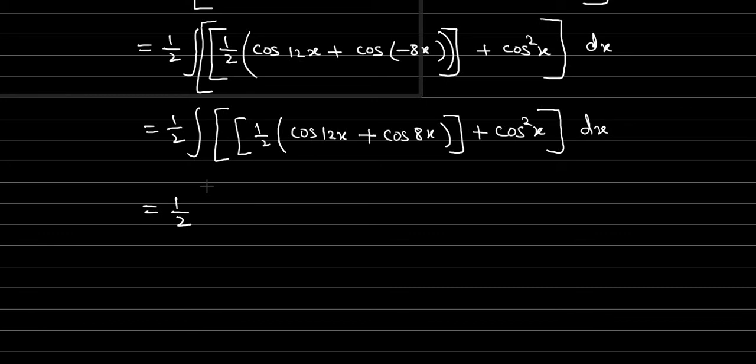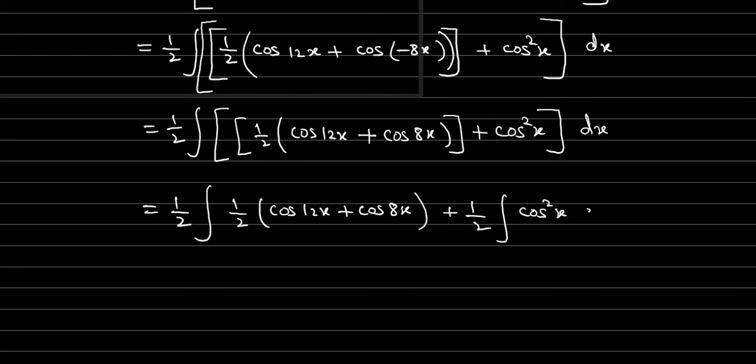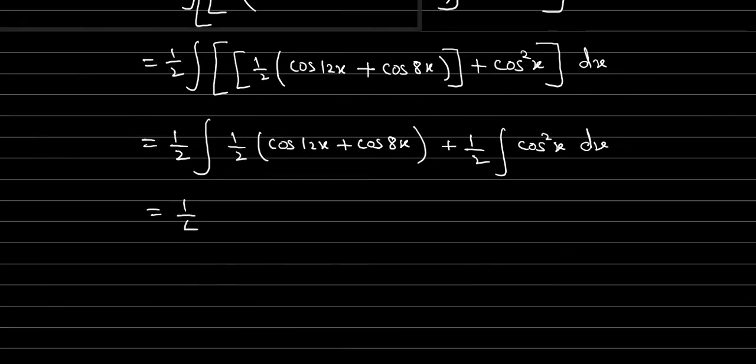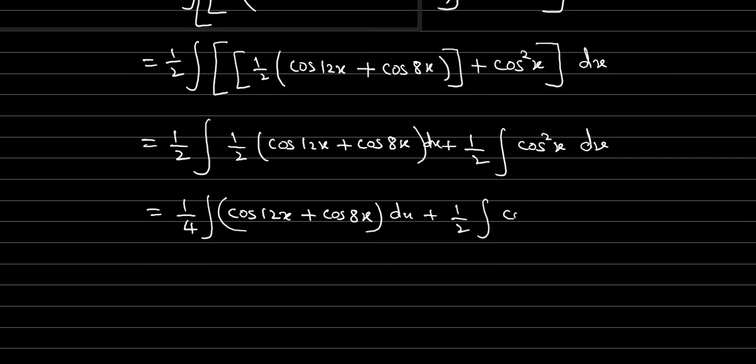Now 1 by 2 integral, I am going to carry for this one. So 1 by 2 cos 12x plus cos 8x, and the same 1 by 2 is also applicable for this, plus 1 by 2 integral cos square x dx. Okay, next, this 1 by 2 we can now take outside. So that is 1 by 4 integral cos 12x plus cos 8x dx plus 1 by 2 integral cos square x dx. Now this integral is common for both the terms, so we can split and write it.